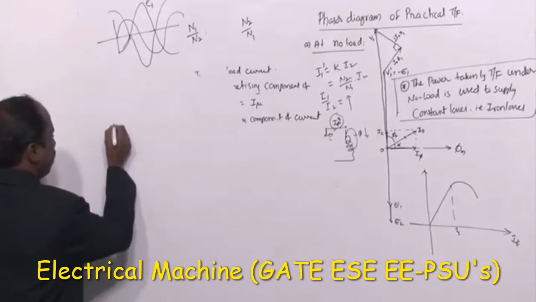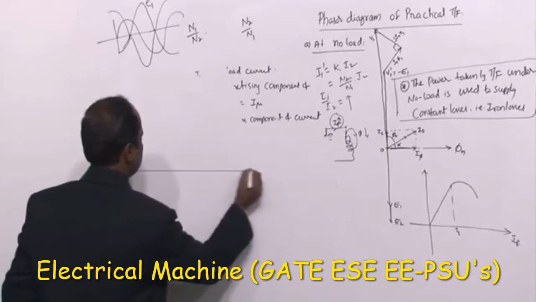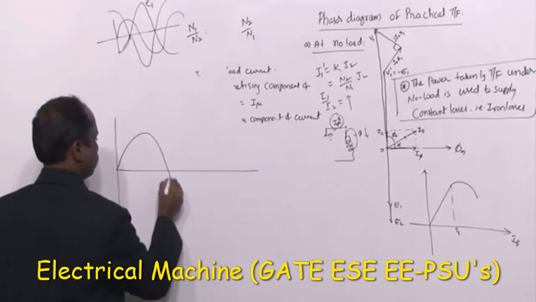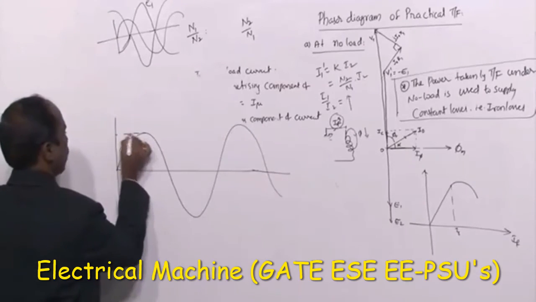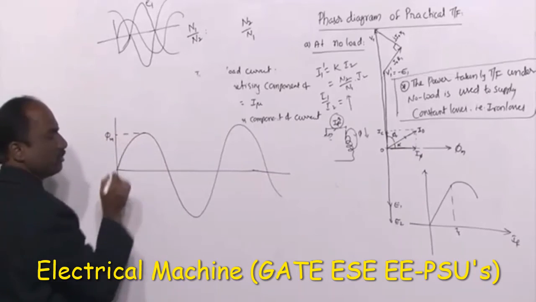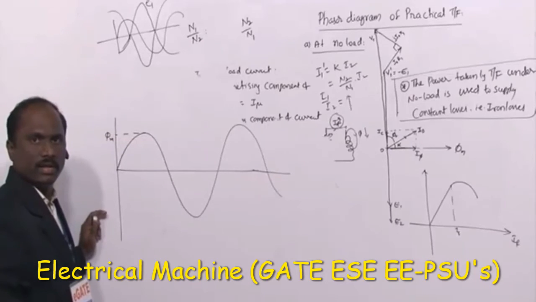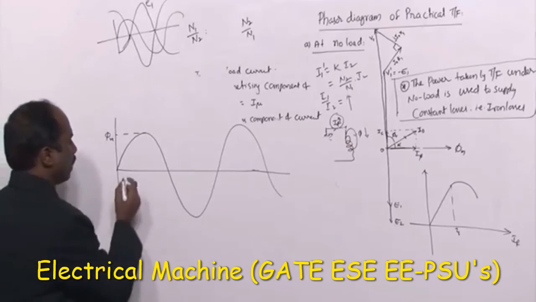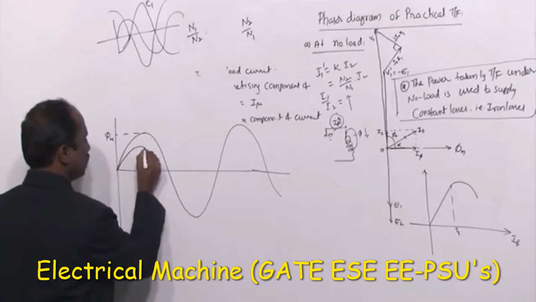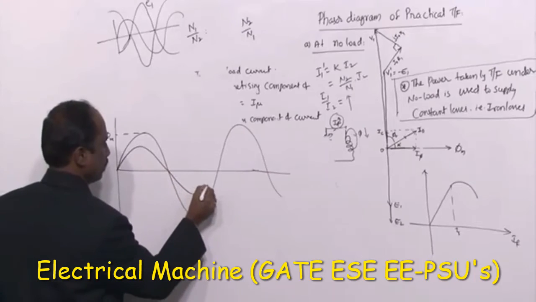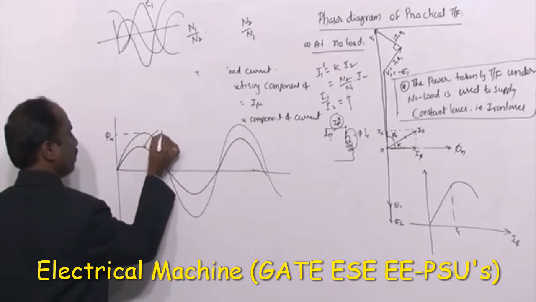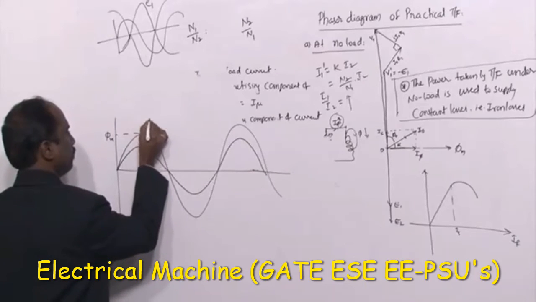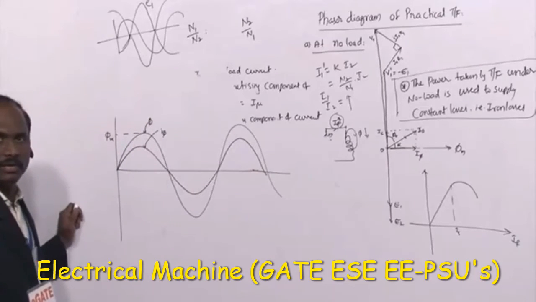How have we taken phi? Phi m we have taken as the reference. This is nothing but the phi value, which has the maximum value. This question is for Saroj. Next, how is I1? I phi is in phase with this. This is I phi, the magnetizing component.